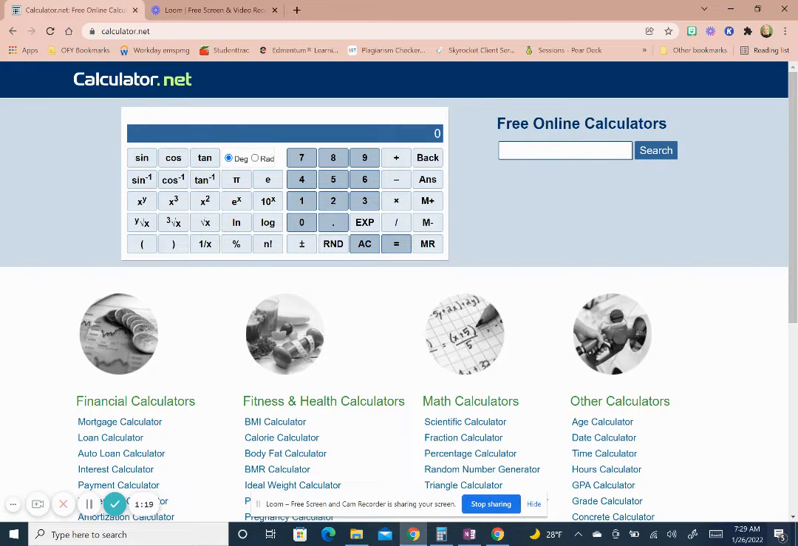They're already ready to go. Make sure you see it says degrees. That's going to be important because we're measuring our angles in degrees. Don't worry about radians yet. That's going to be another day, another time. But we're measuring our angles in degrees.